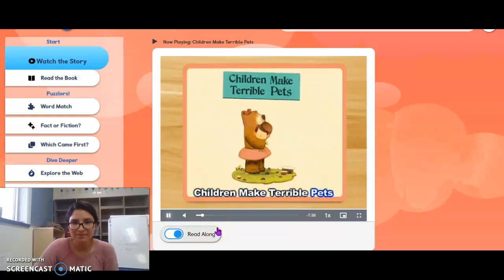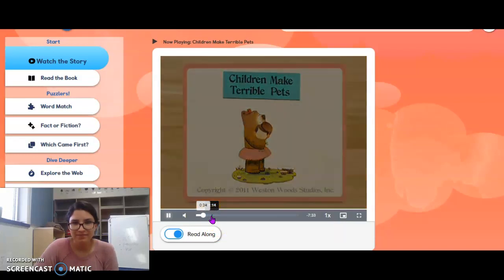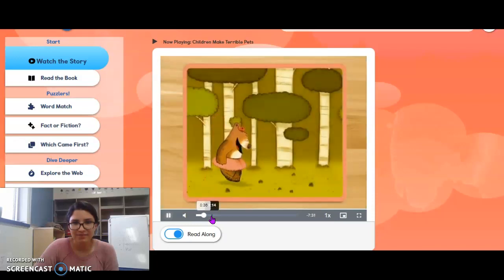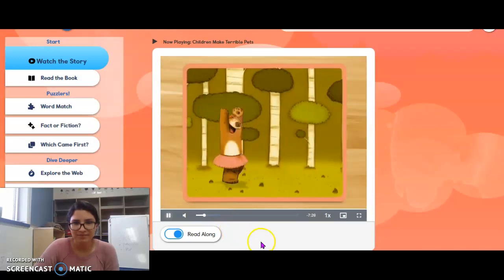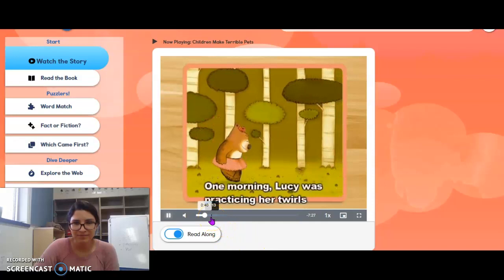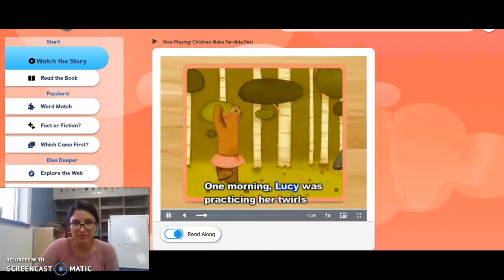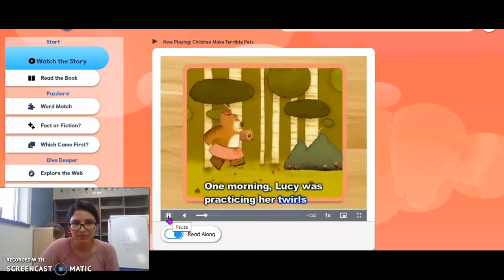Children make terrible pets. Squeak! One morning, Lucy was practicing her twirls.